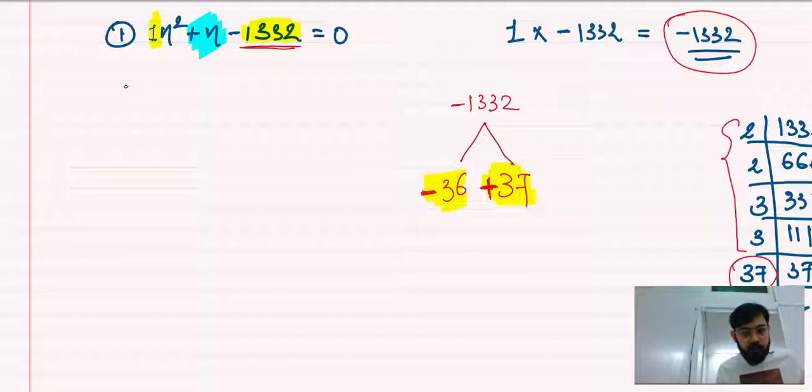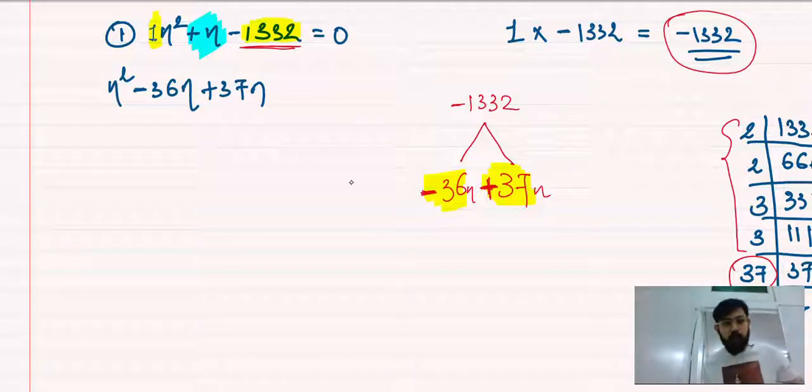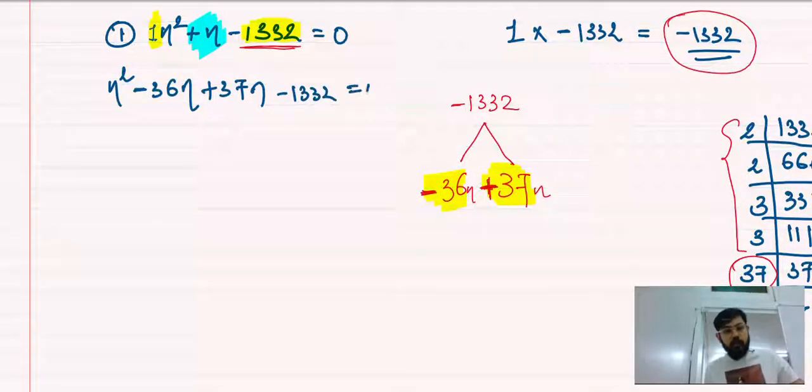Okay, let's go ahead. So we have n square. I won't write 1 n square, I'll just write n square. Now I'll split the middle term. The name of the technique is splitting the middle term. So I'll split n into two factors, that is minus 36n plus 37n. Now some of you might have this question: where did this n come from? So n was already there. You just had to attach it with your two factors which you got. So there is not much thinking over there. You just attach n with the factors you get. And signs, whatever you have decided, put the same signs. Minus 1332 is equal to 0.